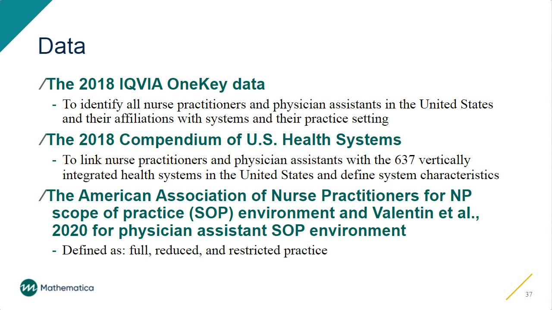This study leveraged data from IQVIA's 2018 OneKey database, and we used that data to identify NPs and PAs practicing in the US in 2018 and their practice setting and system affiliations. We then linked these providers to the 2018 AHRQ Compendium of US Health Systems using a unique organization ID that is common to both data sources. Finally, we used data from the American Association of Nurse Practitioners for NP scope of practice environment and a recent article by Valentin et al. for physician assistant scope of practice environment. That allows us to categorize states based on their scope of practice laws.